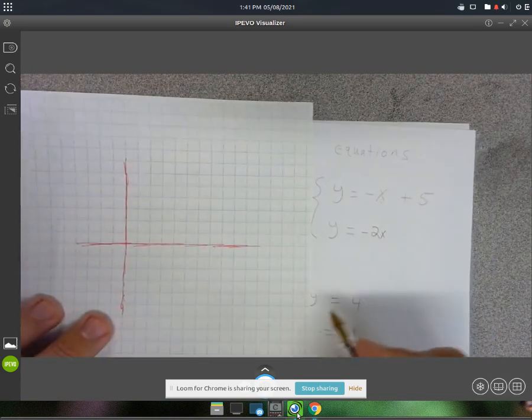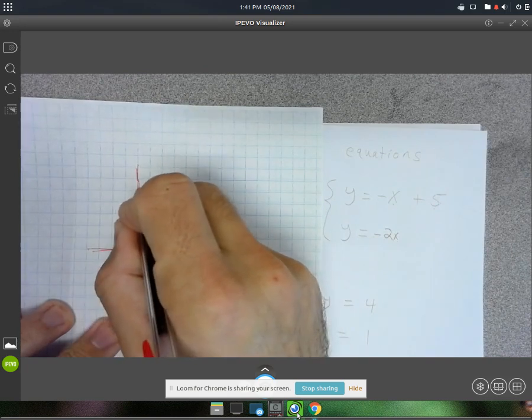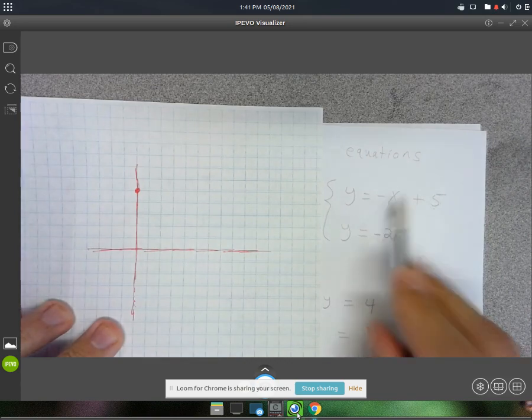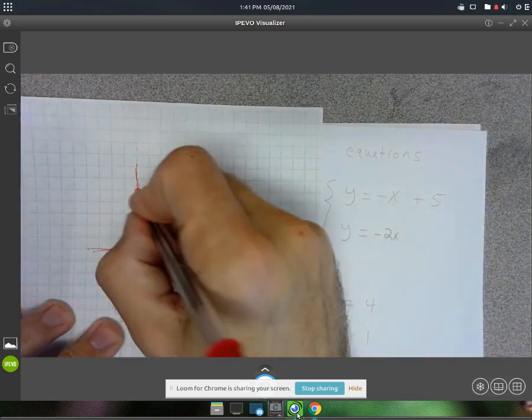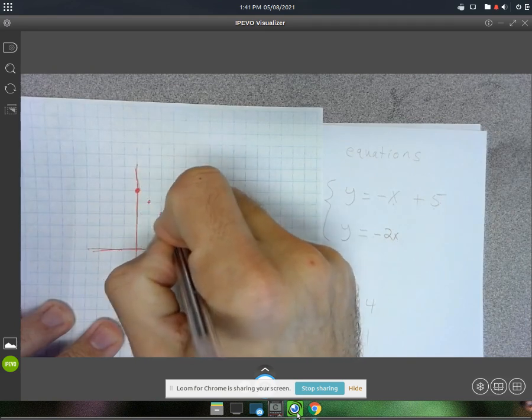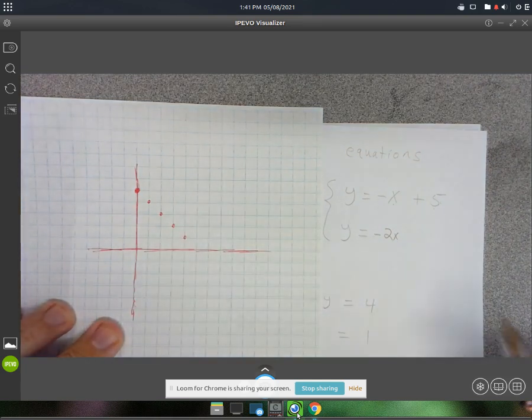Starting off at positive 5 on my y-axis: 1, 2, 3, 4, 5. My slope is going to be negative 1, so down 1 over 1, down 1 over 1, down 1 over 1, and so on and so forth. I'm not sure how far I need to go.